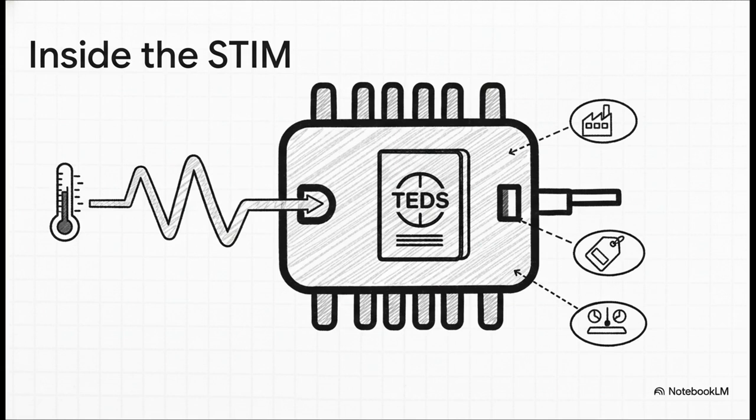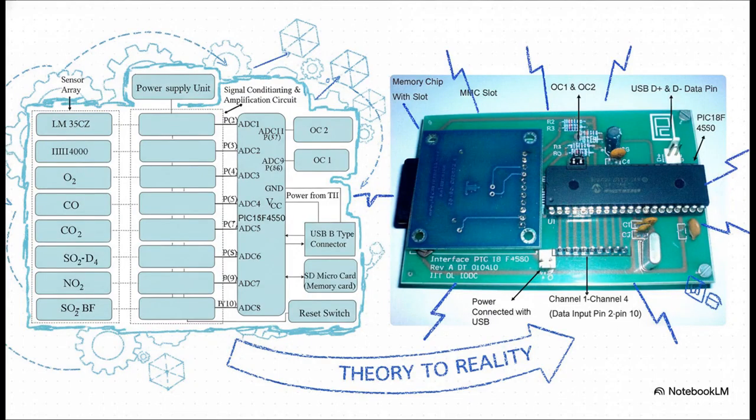It's all right there. And this is just perfect for showing how it goes from idea to reality. On the left, you've got the engineer's blueprint, the schematic for a STIM that monitors different gases. And on the right, that's the real deal, the actual circuit board that makes the magic happen. So cool to see it go from theory to a physical thing.